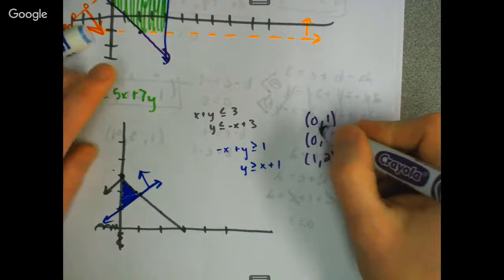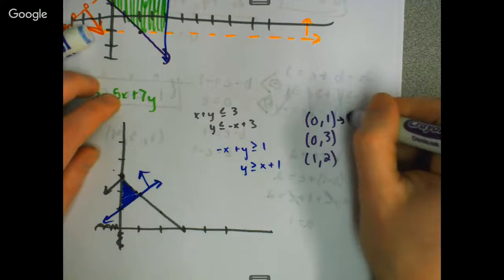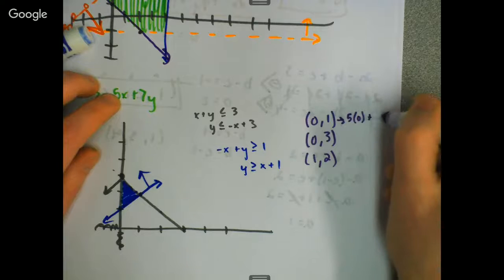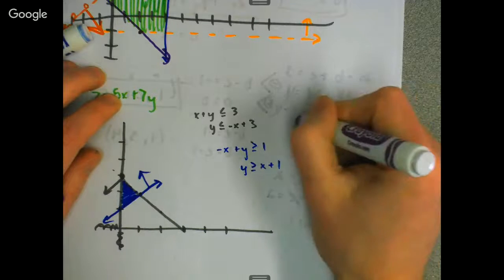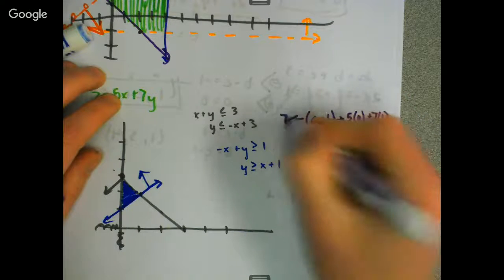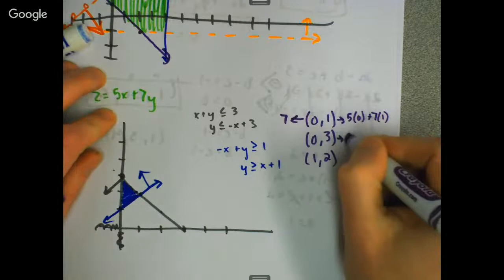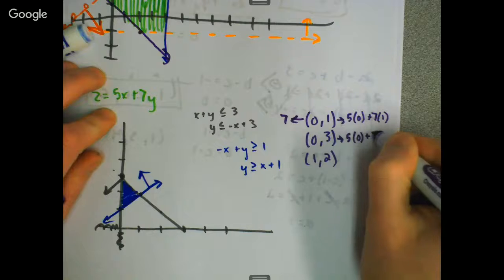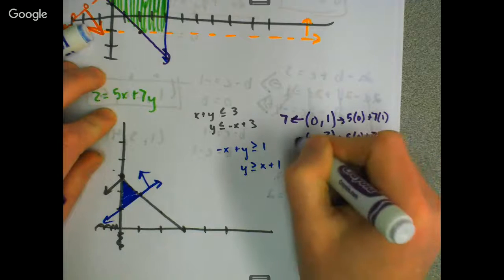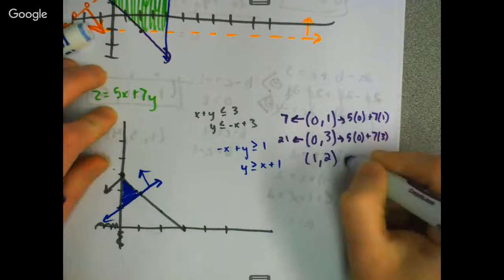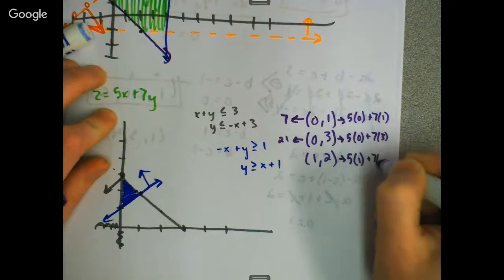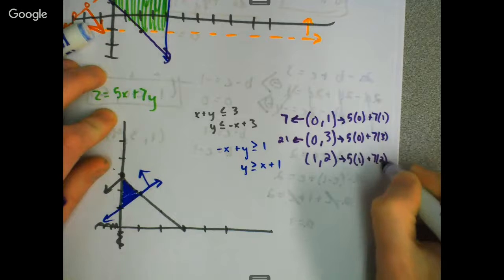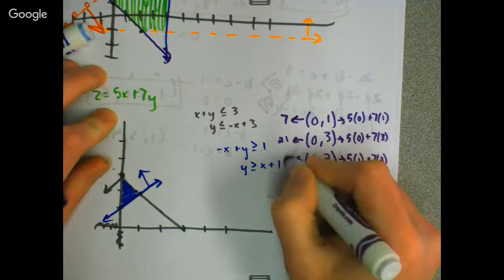So I've got 5 times 0 plus 7 times 1. I kind of ran out of room for my answer, but that would be 7. Here I have 5 times 0 plus 7 times 3. That's 21. And here I have 5 times 1 plus 7 times 2. So that's 14 plus 5, that's 19.